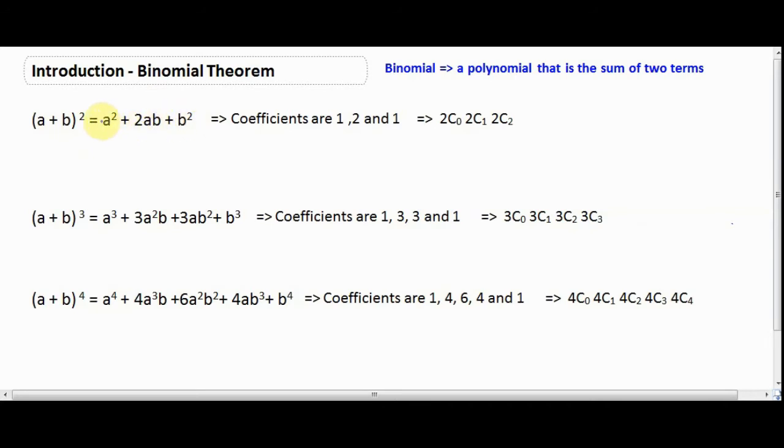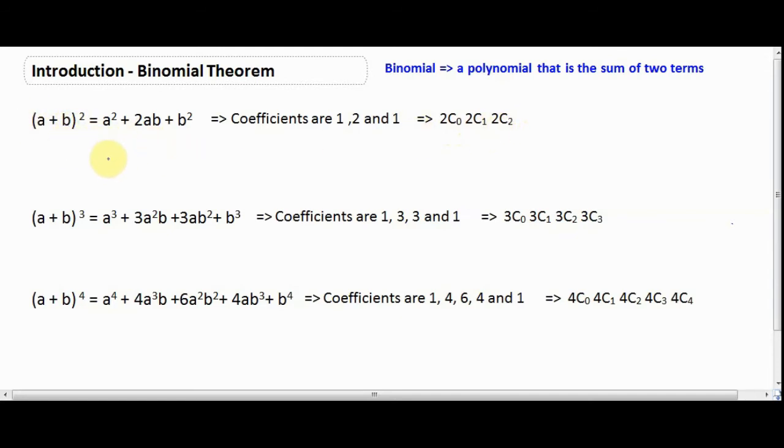Coefficient of a square is 1, coefficient of ab, the second term, is 2, and the coefficient of b square is 1. So coefficients are 1, 2 and 1. Now these coefficients can be represented in terms of combinations like this: 2c0, 2c1 and 2c2. So let's rewrite this expression in terms of combination values.